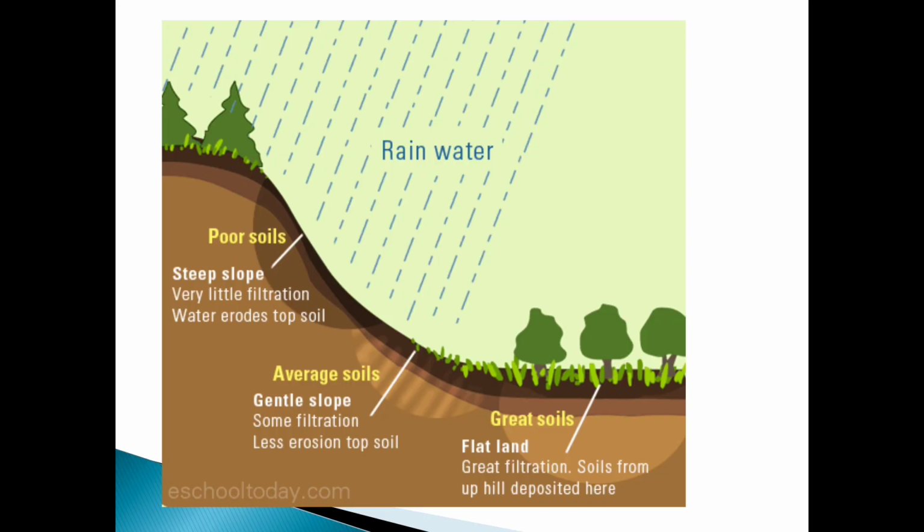So, dyan sa back slope, dito nga sa may average soil, it has a gentle slope since hindi na nga siya slopey masyado. There is some infiltration and there will be less erosion of topsoil. And in the flatland, dito sa pinakamababa, since most of the soils na na-erode, nakikarry, it will be deposited in the flatlands. There will be great infiltration. Soils from uphill are deposited here, and you can expect this part will have a higher fertility compared to the other parts of the area.